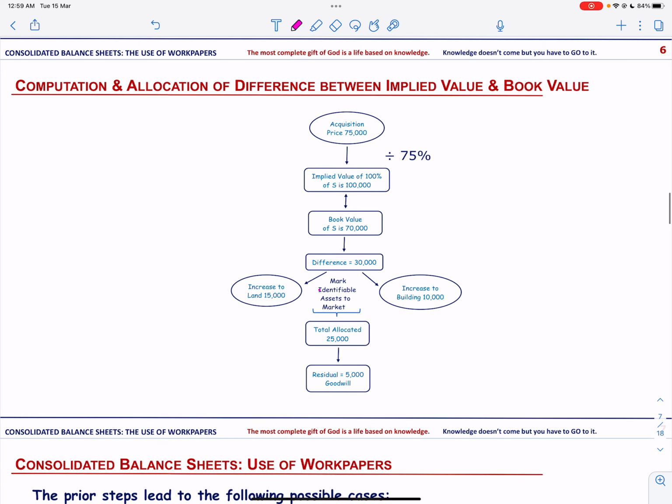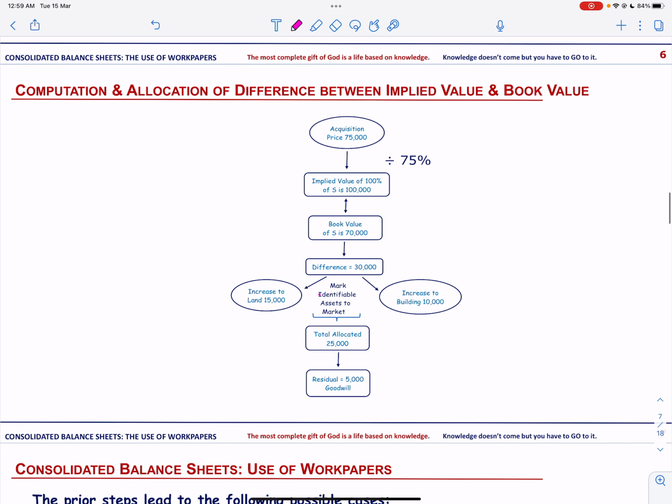A company has acquired another business. They have acquired 75%, and the acquisition price is 75,000. The 100% implied value is 100,000, that is 75,000 divided by 0.75, which equals 100,000. Suppose the book value of S is 70,000, and the difference between implied value and book value is 30,000.